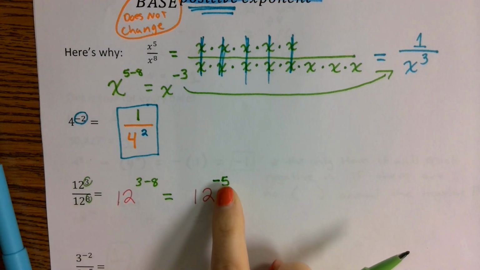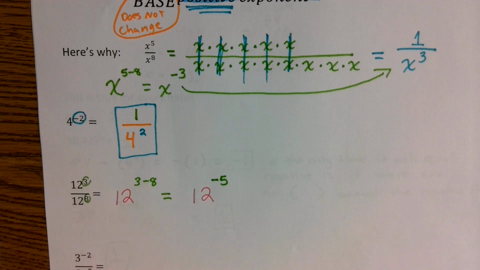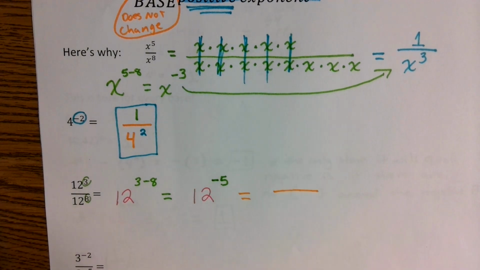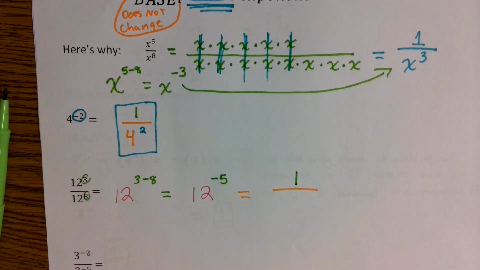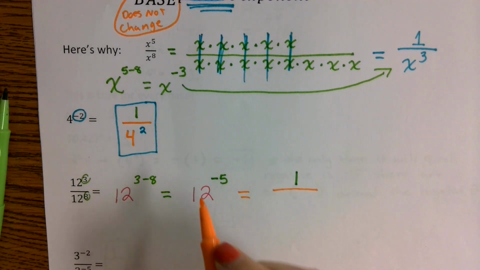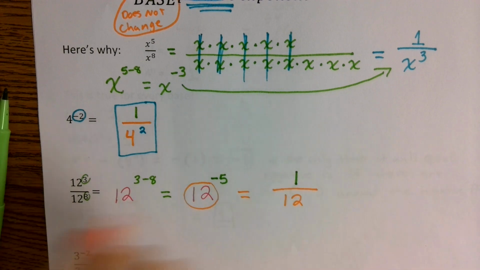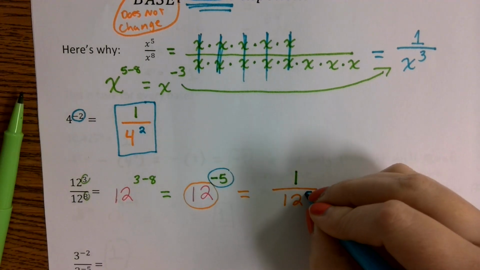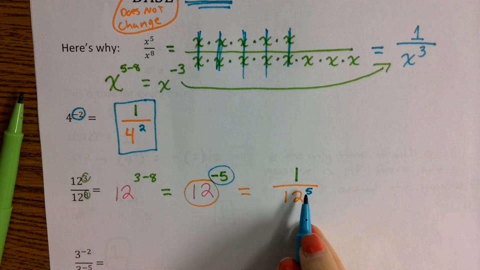Again, we don't like to have negative exponents. So what we're going to do is create a fraction. What's always going to go on top of my fraction? A 1. My base, what was my base? The 12. And my exponent now becomes positive 5. So you have 1 over 12 to the 5th power.